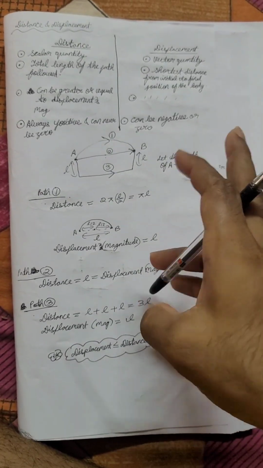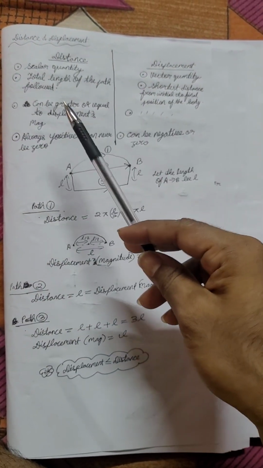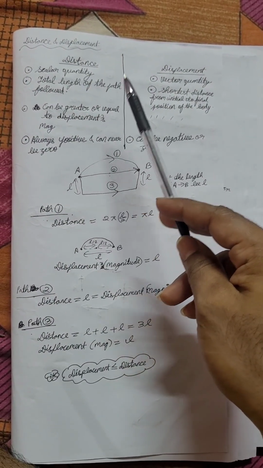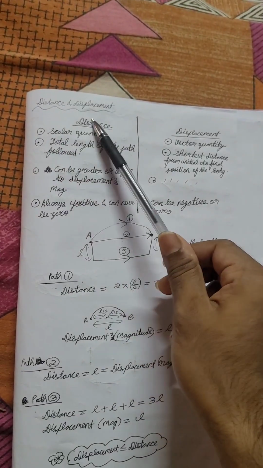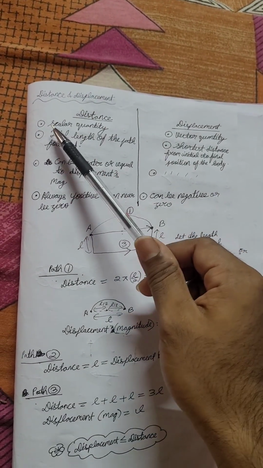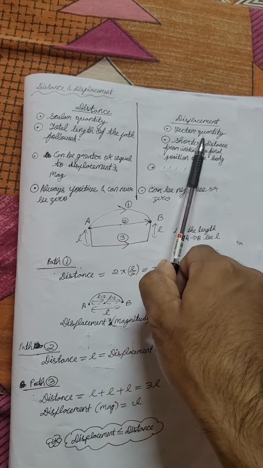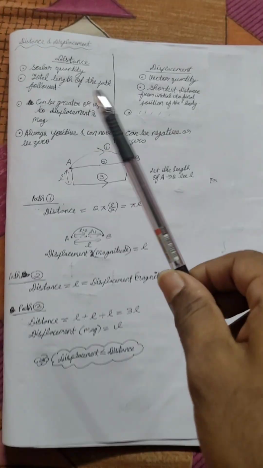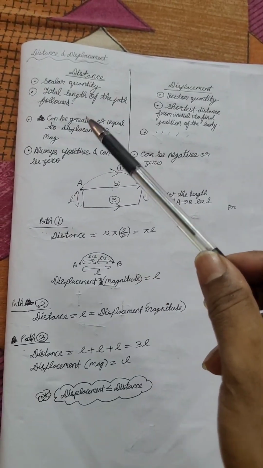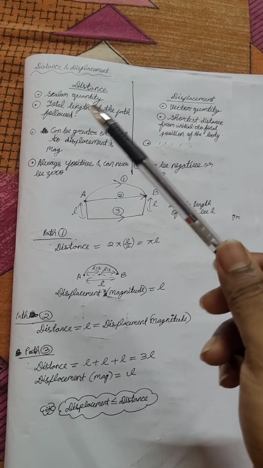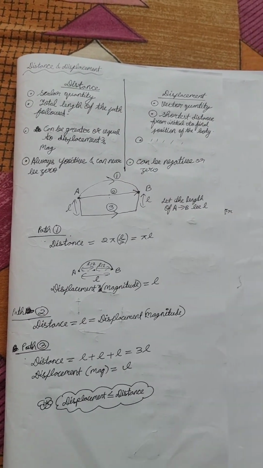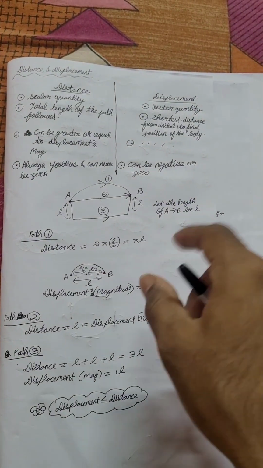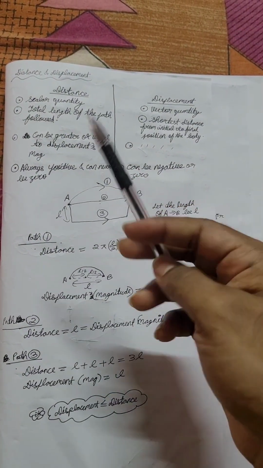So in the next part, we will be discussing distance and displacement. Distance is a scalar quantity, and displacement is a vector quantity. Beforehand I taught you about scalar and vector quantities, so it will be easier for me to explain the distance and displacement part. That's why I told you about vector and scalar quantities.